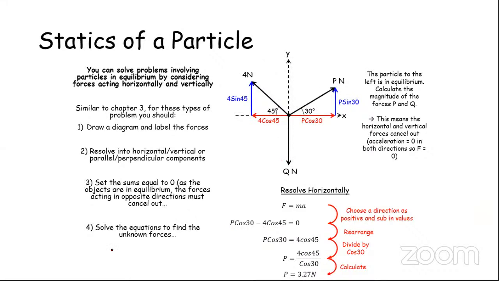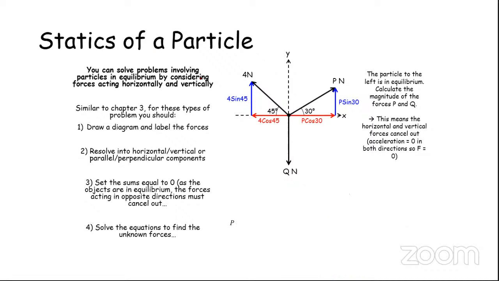Now we have found the value of P. So we are going to resolve vertically. When we resolve vertically, the positive side of y is on the upper side. So we are going to begin by adding these ones that are going up. And after adding, we subtract the Q and equate to 0.